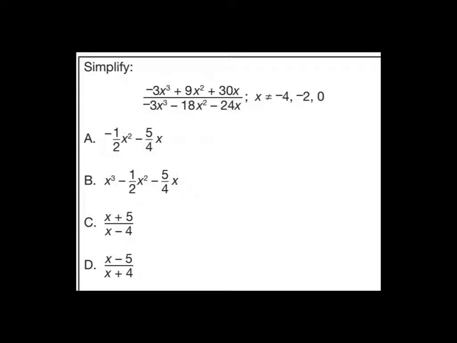So here we are looking at a rational expression, and the first thing students do when they see this is they get a little nervous, especially because we have these restrictions here. And all these restrictions, these are values that are going to make our denominator 0, and they're going to give us an asymptote in our graph.